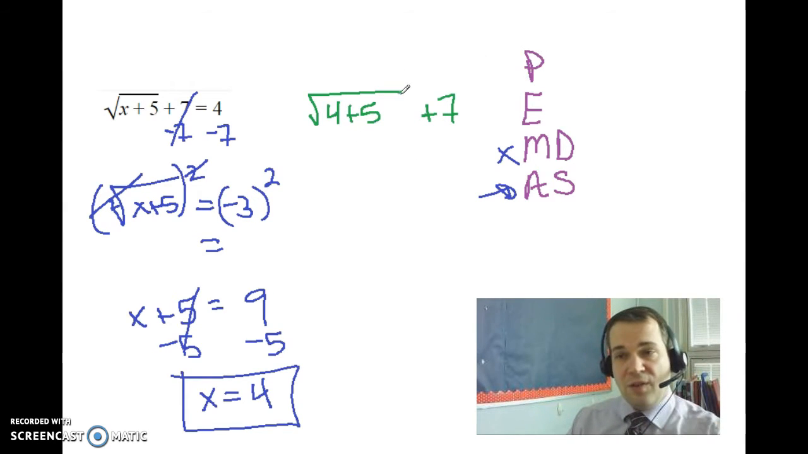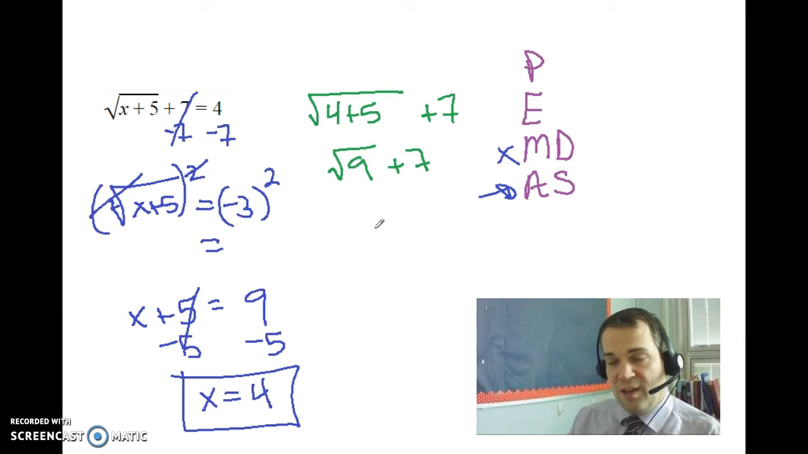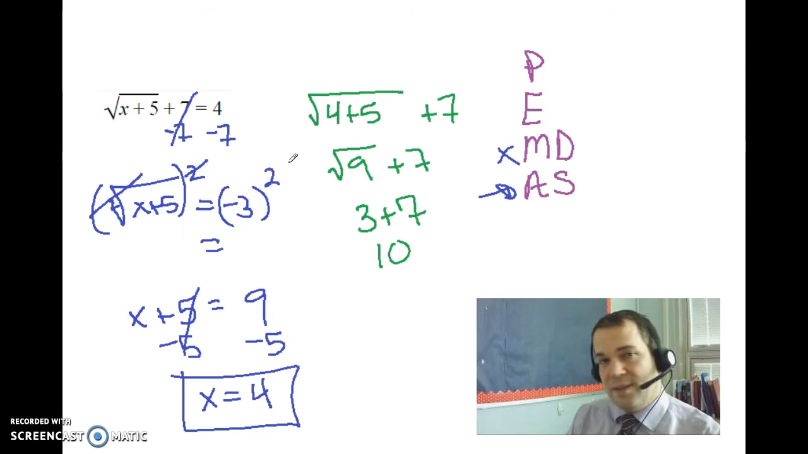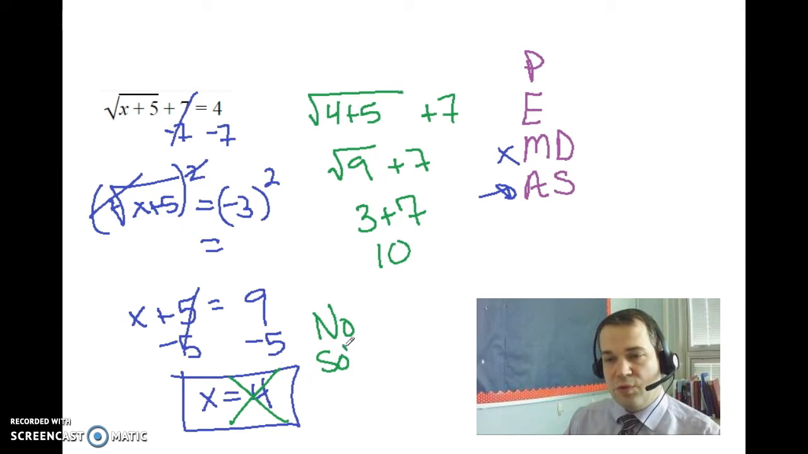I'm actually evaluating, so I'll do the order of operations. I'm going to treat the stuff in the radical as if there's an implied parentheses here. So I'll do this calculation first. 4 plus 5 make 9, giving us the square root of 9 plus 7. The square root of 9, what multiplies by itself twice to give me 9 is 3. I get 3 plus 7. 3 plus 7 makes 10. I was hoping to get a 4. I got a 10. It's not what I needed to get, so this is actually no solution.